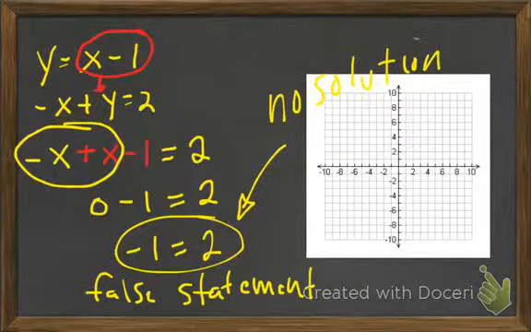We could of course graph that, but whenever you run into a false statement, say you're solving by elimination or substitution, and you find out that the x or the y go away and all you have is two numbers on either side, if they're false, then there is again no solution. Okay, there we have that.